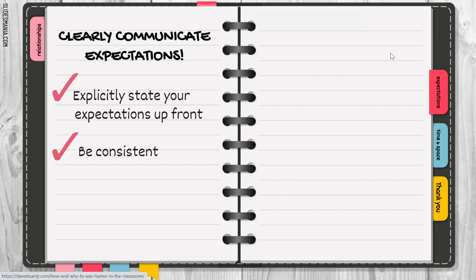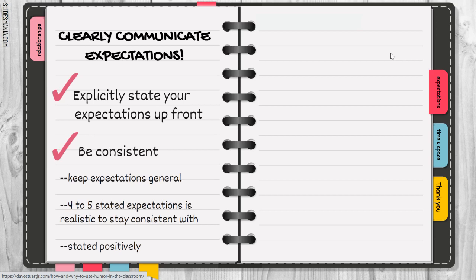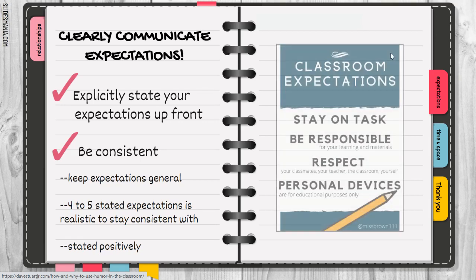So keep your stated expectations to a minimum of 4 or 5 generalities that you absolutely expect while you're there. Expectations should be stated in a positive manner. Don't just make a list of don'ts. Here, for example, are some expectations that might be appropriate for an upper middle or high school classroom.